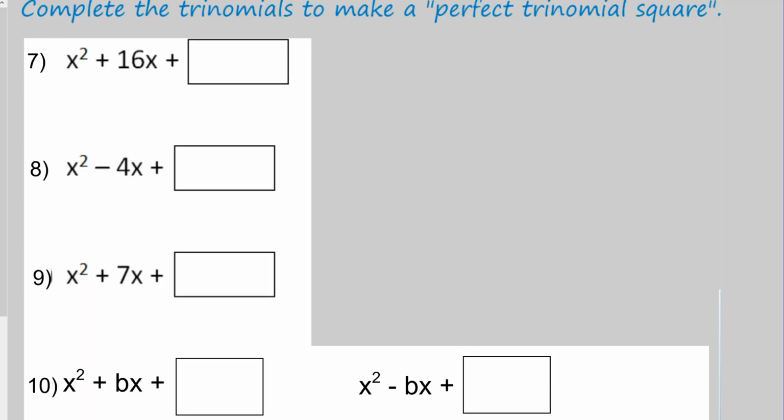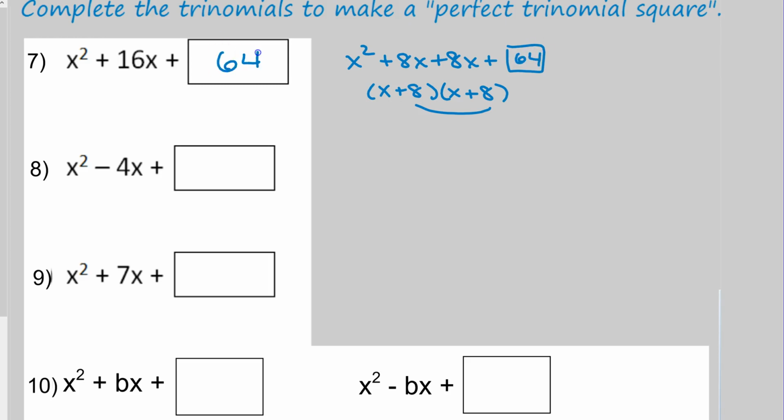Okay, so what we're going to do next is find the number that makes a perfect trinomial square in each of these expressions. So if you had x squared plus 16x, think of that as x squared plus 8x plus what? Think of that as x plus 8 times x plus 8 to get the 8x on the inside and outside. So what would that last number be? It would be 64. So 64 completes the square.